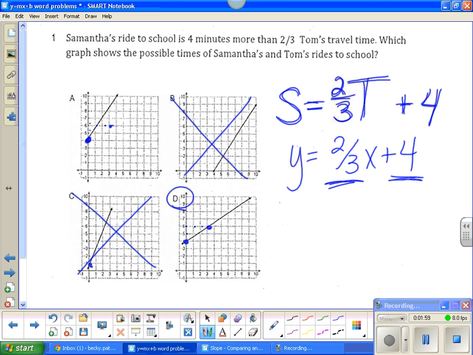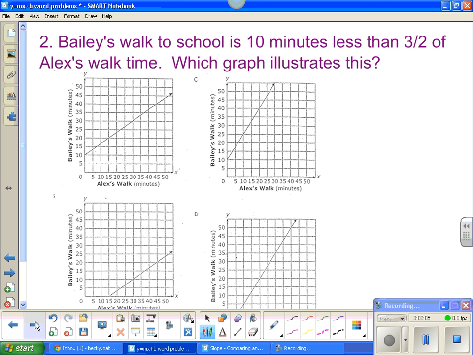So take the word problem, translate it into a y equals mx plus b, and then just figure out which graph fits. Bailey's walk to school is 10 minutes less than 3/2 of Alex's walk time. Less than means it's a minus on the 10. So I'm looking for a y-intercept that's a -10.